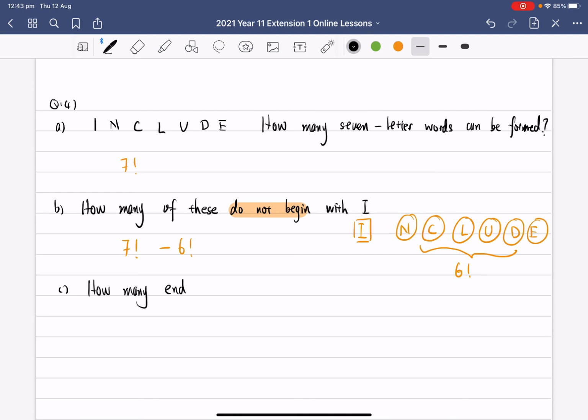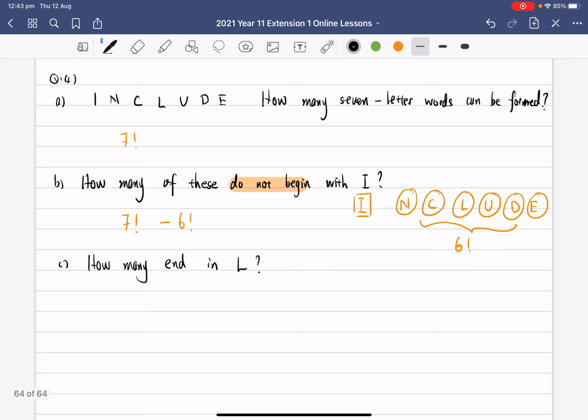All right, question C. How many end in L? You will have the last letter to be L, which means for the rest of the other letters, it doesn't matter. So it's very similar to the previous case. We are going to have I, N, C, U, D, E with all of those. Now L has to be the last one. It doesn't really matter for the rest, and then we just need to rearrange those. So the L must be the last letter here.